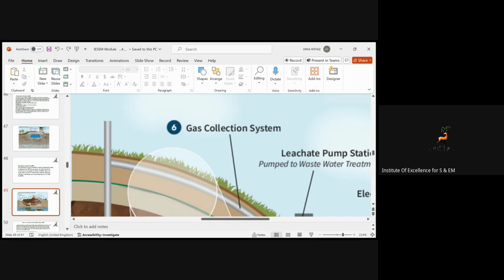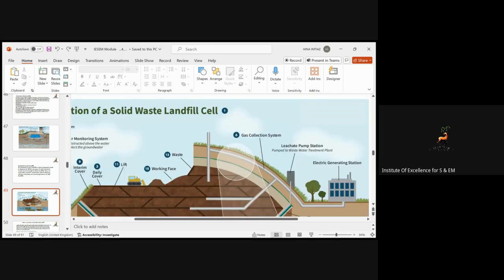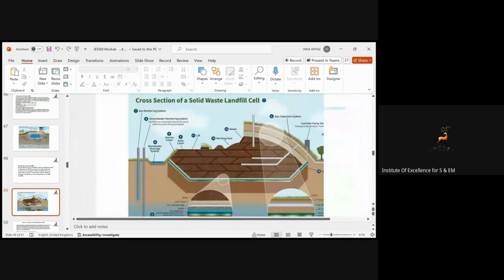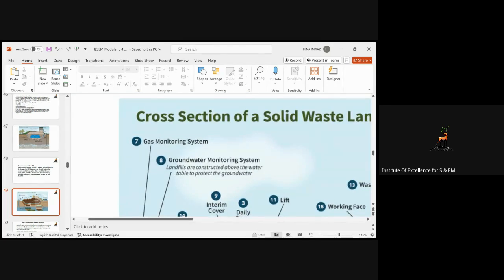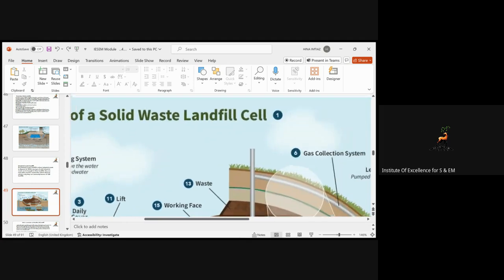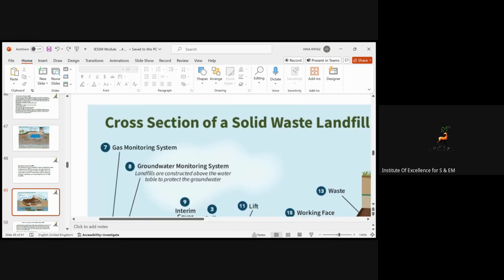And this type of landfill gas is a natural gas created by bacteria decomposing the waste, and it is made up of around 50% methane and 50% carbon dioxide. But when we move towards the seventh step, which is also a gas monitoring system, what is the difference between these two gas systems? This is the gas collection and this is the monitoring.